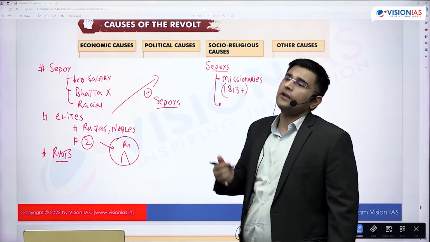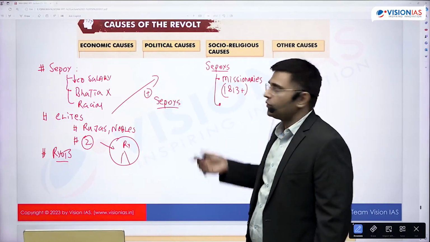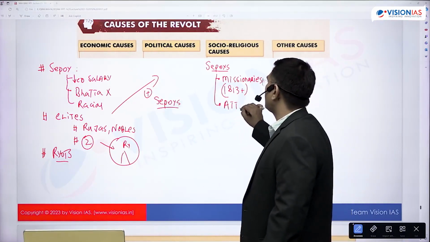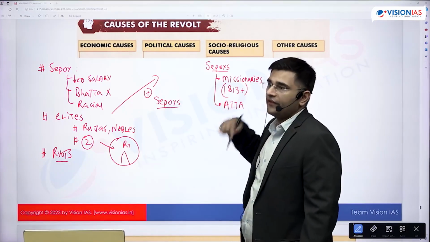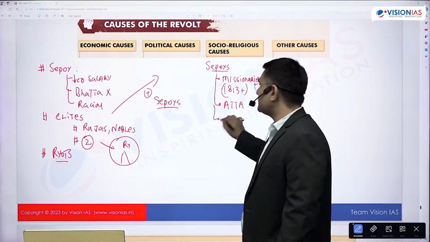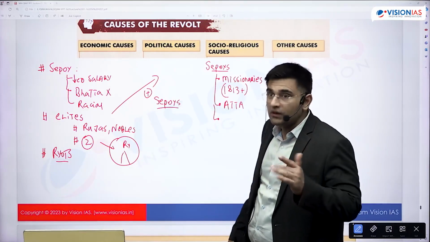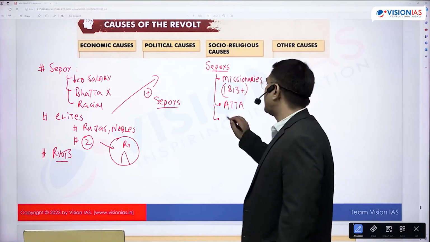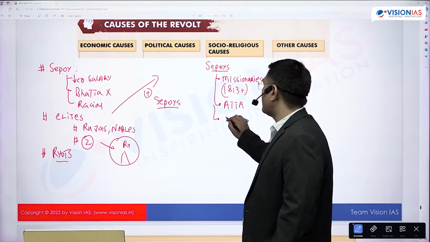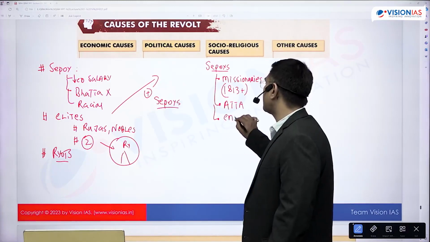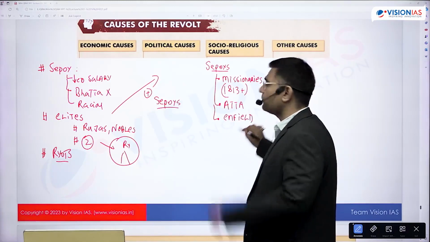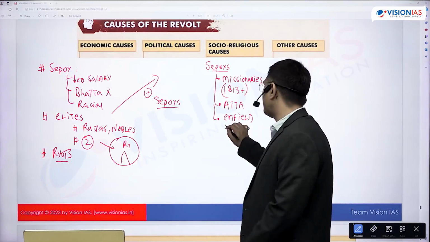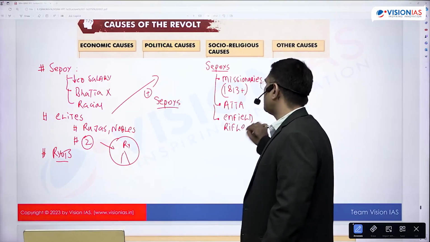Second is the rumor about, for example, atta. That is, they have put cow and pig bone dust in the atta. Third is, it is not totally rumor, truth was also there in it. That is cow fat and pig fat in Enfield rifle cartridges, which were to be bitten off by mouth. So the Enfield rifle is there.